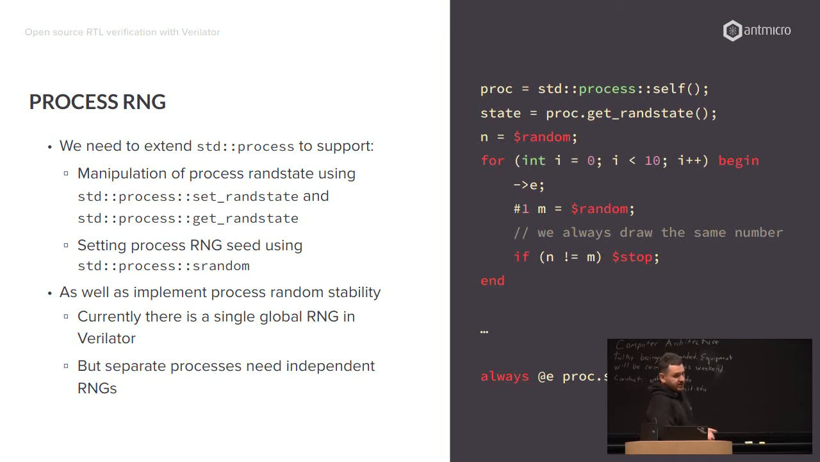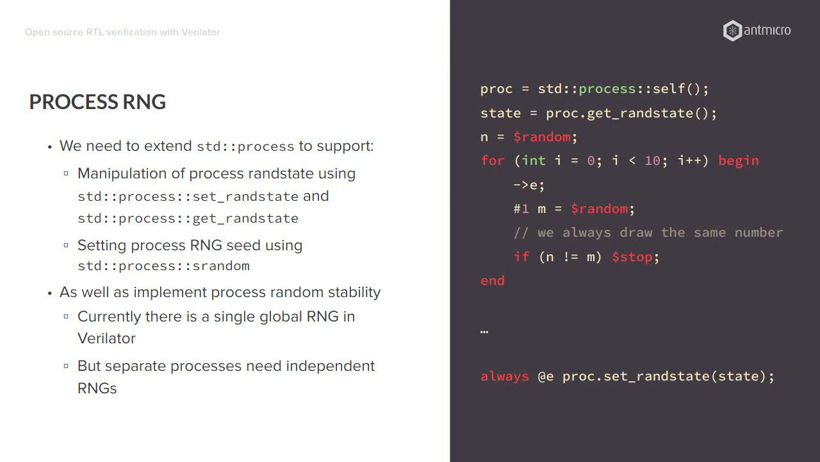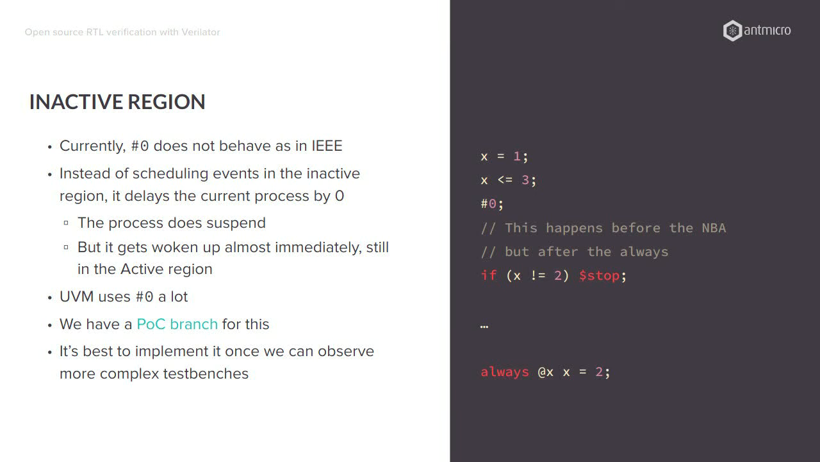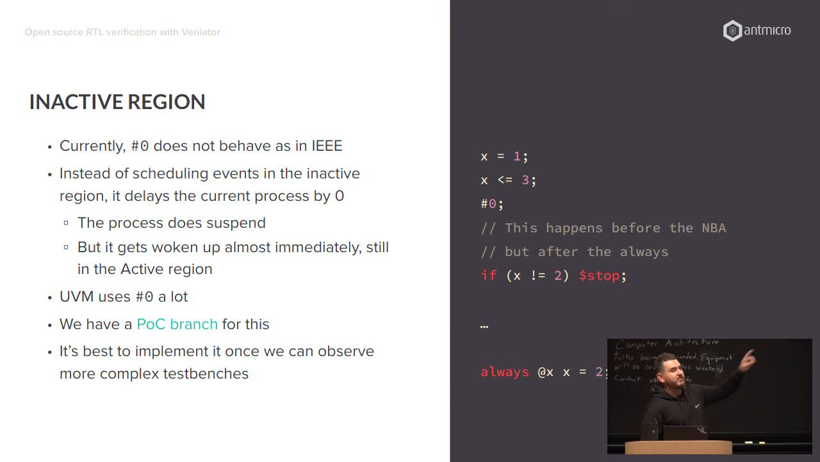Per process random generation. SystemVerilog actually assumes that every single process has its own random generation, and you can control it. This is not yet there, we have to implement that. And the inactive region, so basically delay of 0, which sounds weird, but right now it's implemented as a delay of 0, so it pauses the simulation but immediately restarts it. But in fact, it should move the code to be scheduled in the next piece of the scheduling flow.